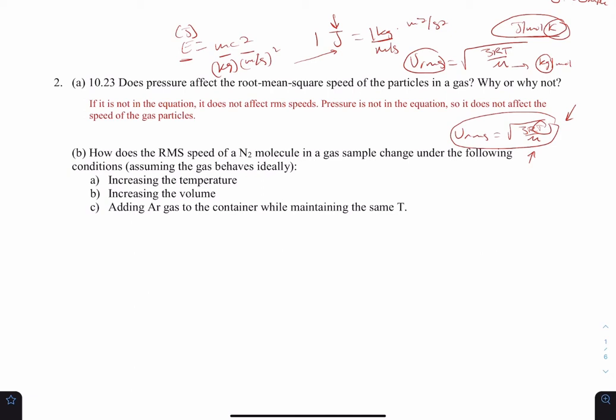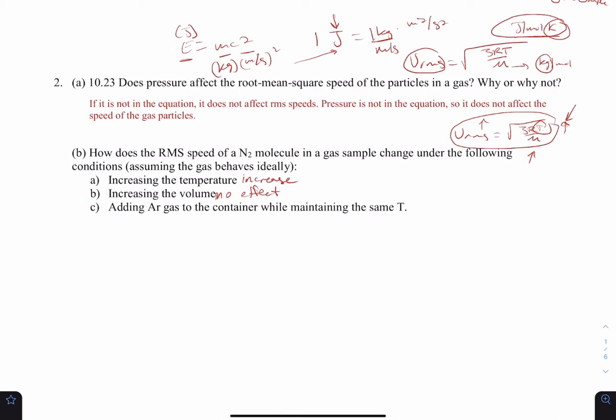speeds of gas particles are directly proportional to the kinetic energy, and kinetic energy is directly proportional to the temperature. So if we increase the temperature, just looking at this equation mathematically, RMS speed is going to increase as well. So I'm going to put increase here. If I increase the volume, volume's not part of this equation, so I'm going to put no effect. Volume's not going to affect this.